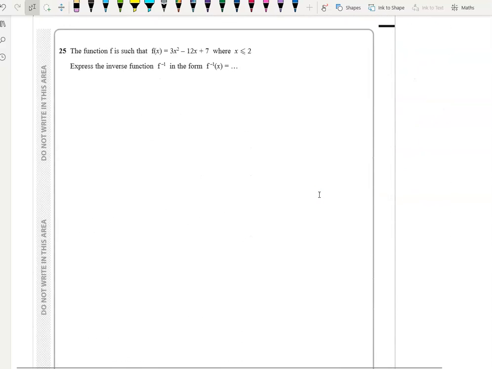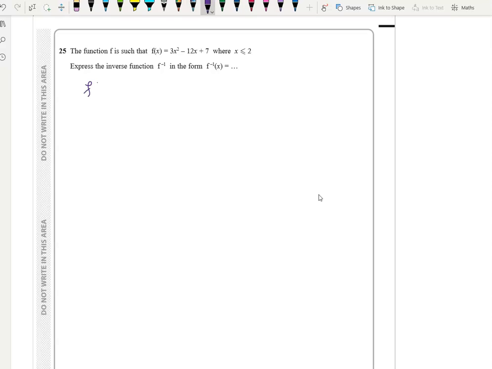The function f is such that f of x equal to 3x square minus 12x plus 7, where x is less than or equal to 2. Express the inverse function in the form of f inverse of x. Now normally we have linear equations, but here your function is quadratic. So to find the inverse of a quadratic, first you have to complete the square so that you have only one x in the expression.